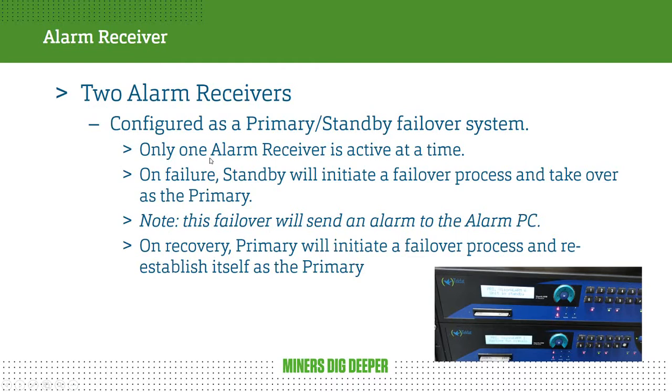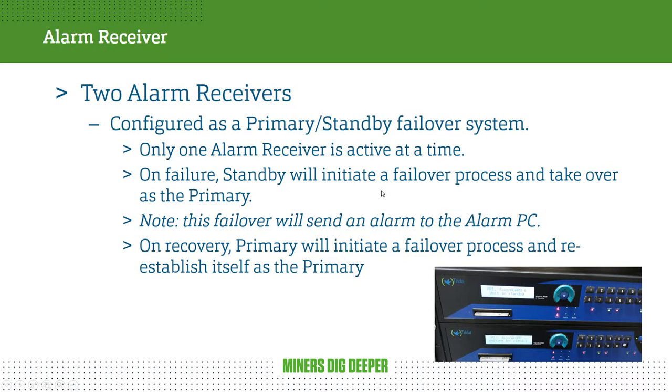So we have two alarm receivers. They're configured as a primary and standby failover system. Only one alarm receiver is active at a time, and if you look at this picture here, you'll see that this one at the bottom says Pri Visor Alarm 1, waiting for signals. This is the one that is the primary right now. And this one says unit in standby. This is the failover standby at this time. So the bottom one is receiving signals at this time. The standby one will basically just monitor the condition of the primary.